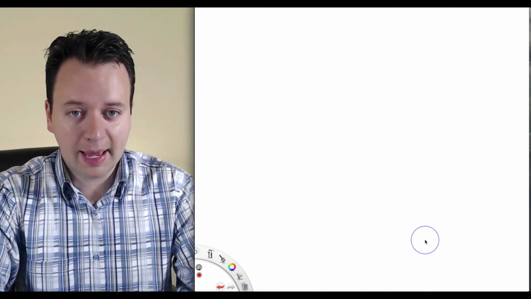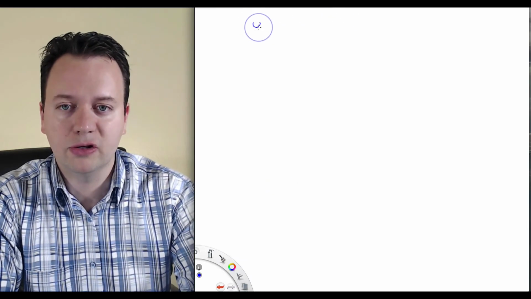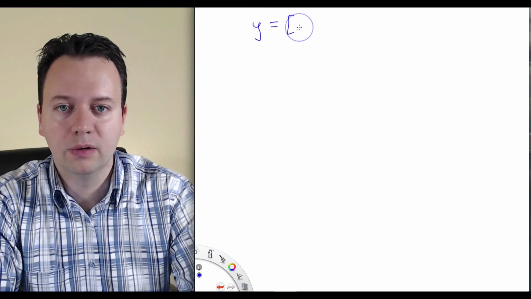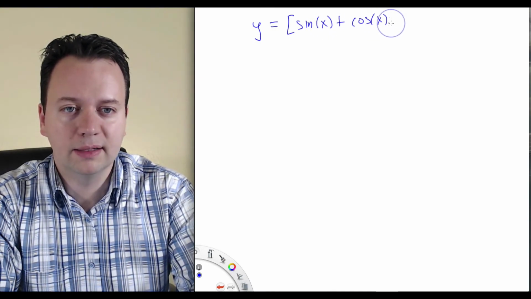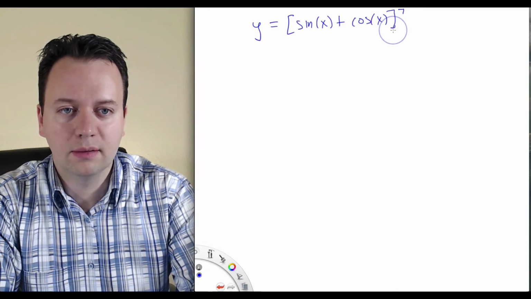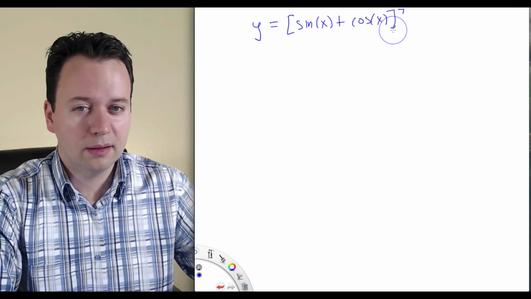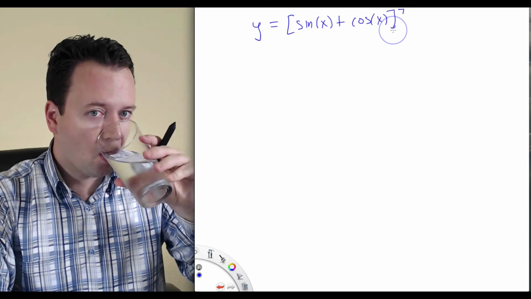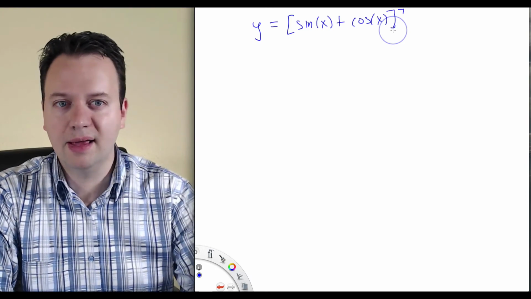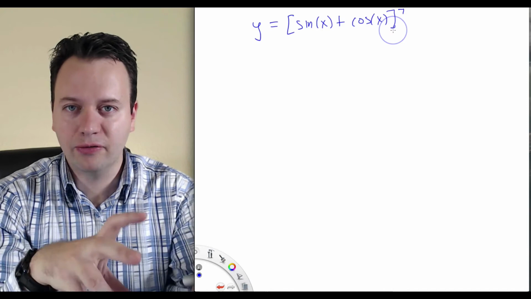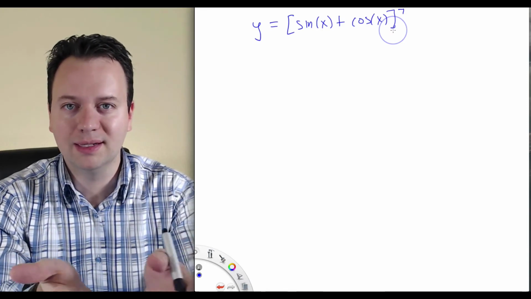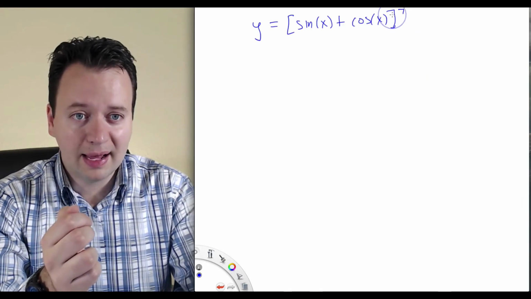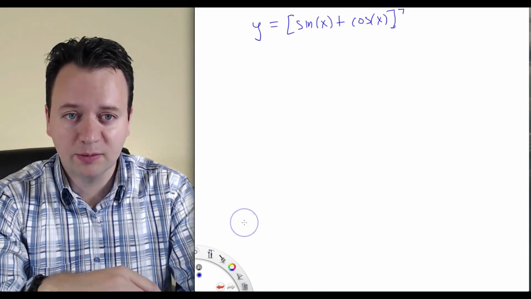Let's do another example so we can see this in action again. So let's say we have y is equal to sine of x plus cosine of x to the 7th. Right, so this is a little bit less obvious what the inside and the outside functions are, because we had sine of 3x squared plus 7. It was quite clear that 3x squared plus 7 was inside. Here the inside is exactly everything in this square bracket, so it's sine of x plus cosine of x.